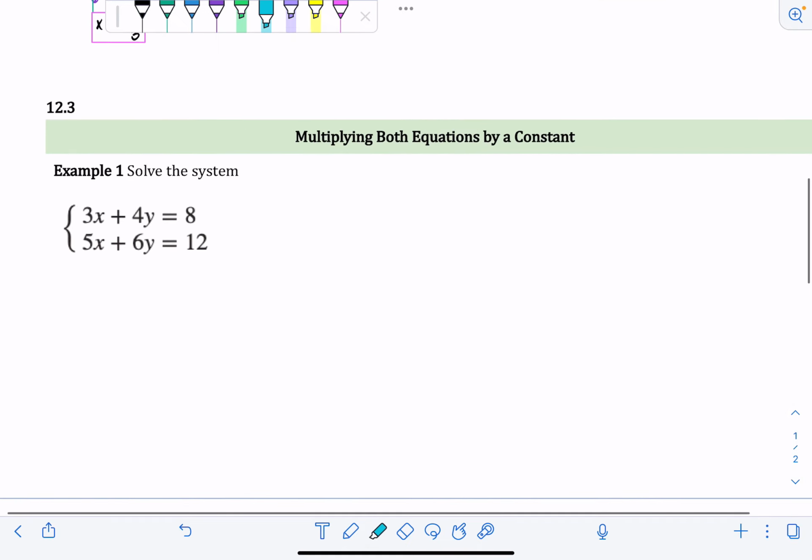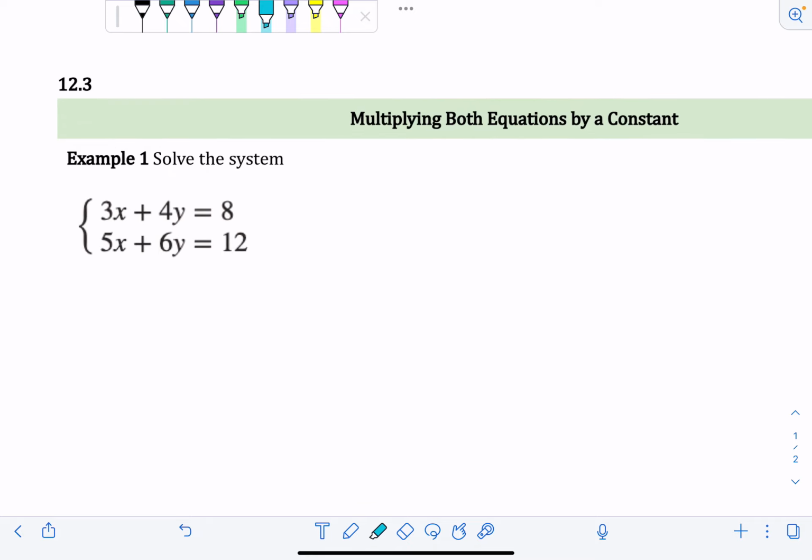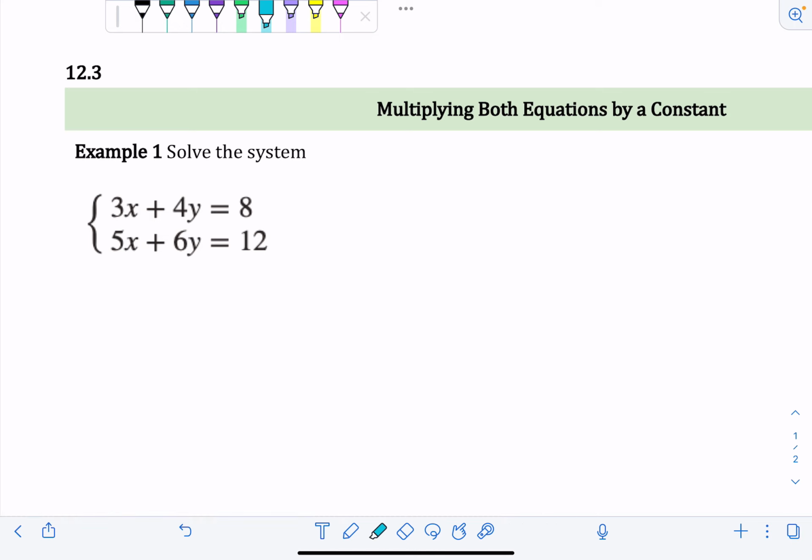And then last section, 12.3, this is when we have to multiply both equations by a constant to get them to match up. So we want to check for our matching variables or matching coefficients. So I have a 3 and a 5, so those don't match. And then I have a 4 and a 6, those don't match either. So what makes this our third level of difficulty here is that I can't just change one equation.